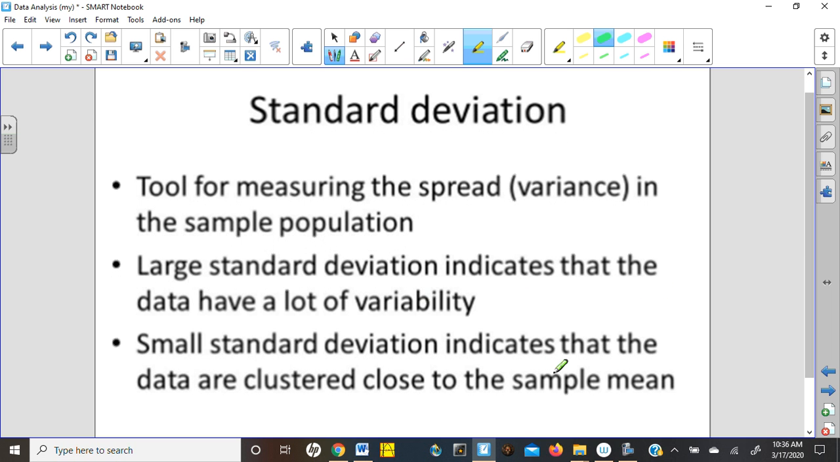Large standard deviations will tell us if there's a lot of variability within the data. That means a lot of lows and a lot of highs. On the other hand, if it's a small standard deviation, that means it's a very clustered set.